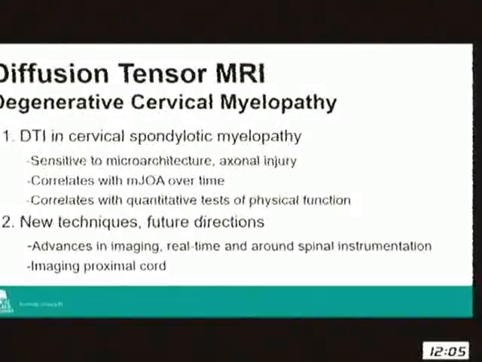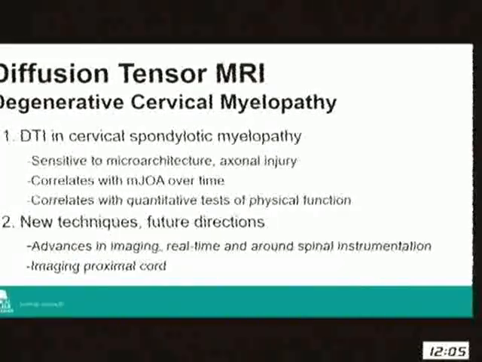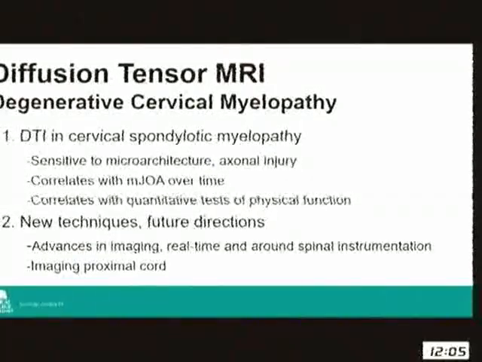So to summarize, DTI in myelopathy is sensitive to microarchitecture, axonal injury, and it correlates with MJOA over time, at least out to a year in our studies so far. It also correlates with quantitative tests of physical function. And with the new techniques, the advances in imaging, we may be able to do this real time and around spinal instrumentation, or at least image the proximal cervical spinal cord to give you answers that can be used in clinic.